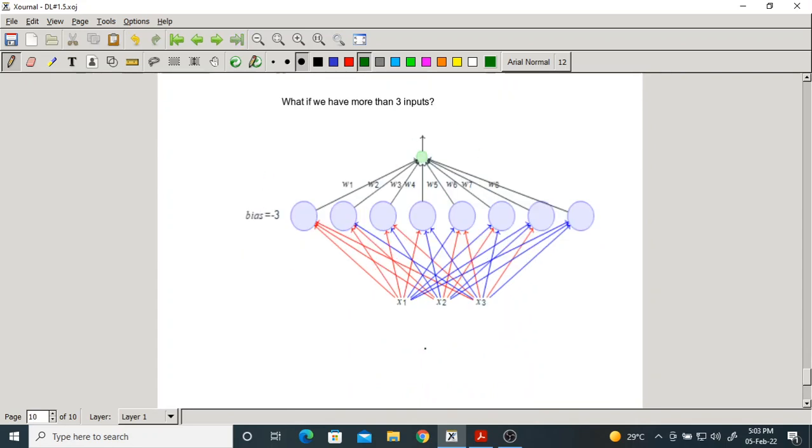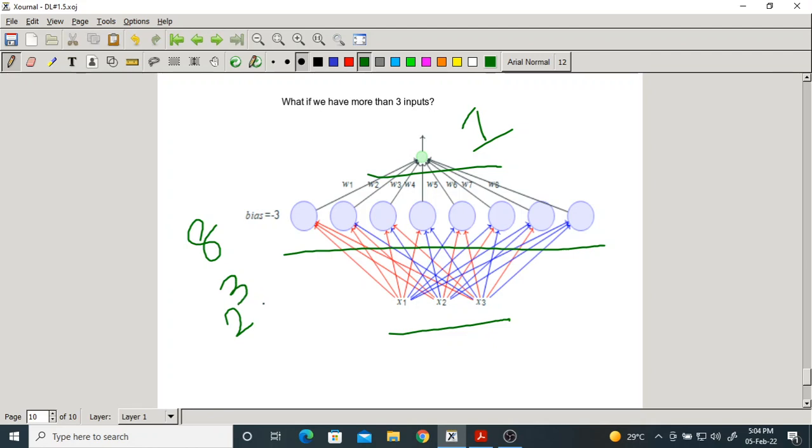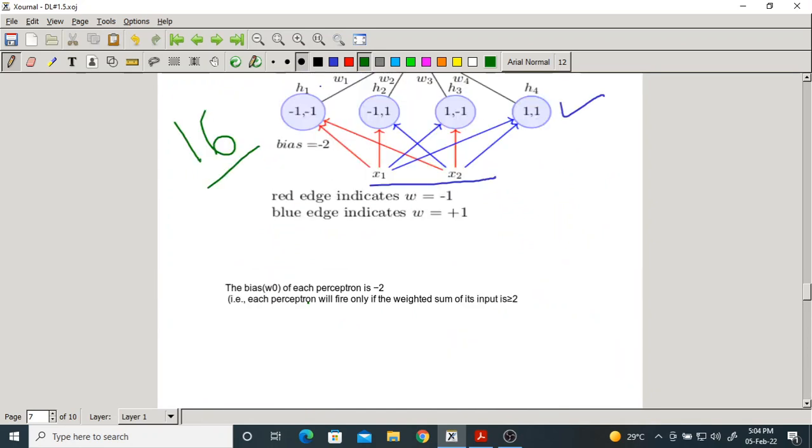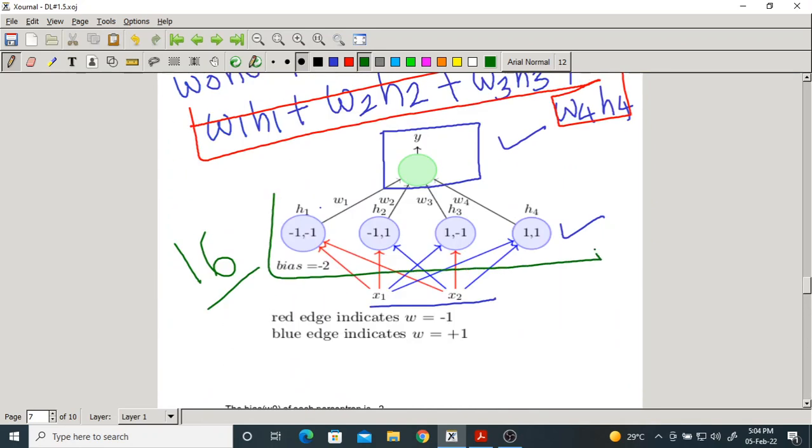Here we have an input layer, one hidden layer, and one output layer. The input layer contains 3 inputs and the hidden layer contains how many? 8 perceptrons. The output layer contains 1 perceptron. Why 8? 2 power 3. So in the hidden layer or middle layer we have 2 power n perceptrons. Why? Because in case of 2 inputs, how many perceptrons in the middle layer? 4. Why 4? 2 power 2, which means 2 power n.